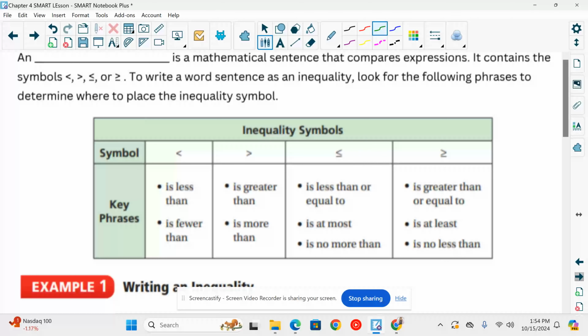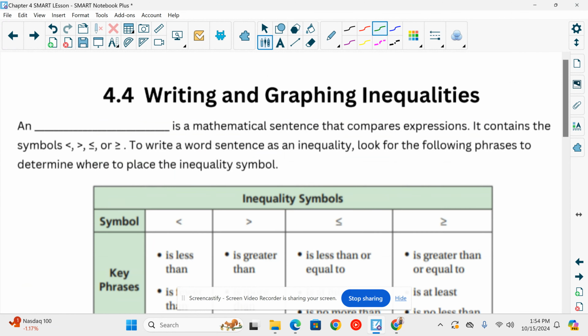So we should be looking at your chapter 4 notes, 4.4, the purple notes. And we're going to talk about inequalities. And we talked about this with your vocabulary already. But with an inequality, that's our first blank, an inequality is a mathematical sentence that compares expressions.